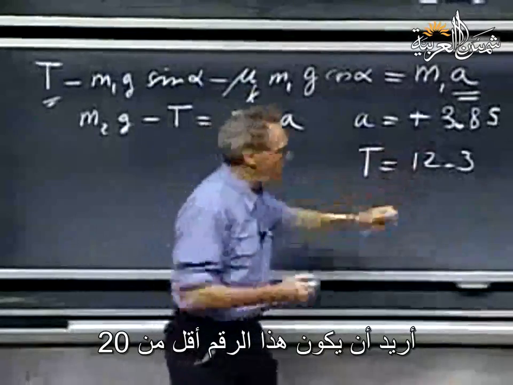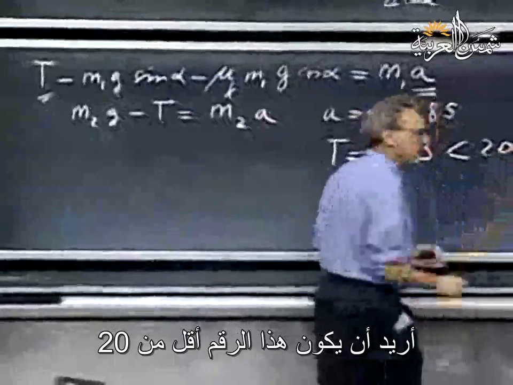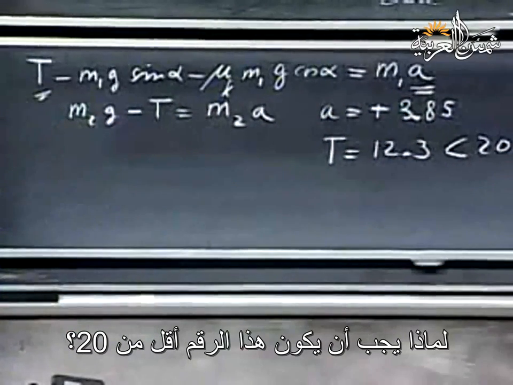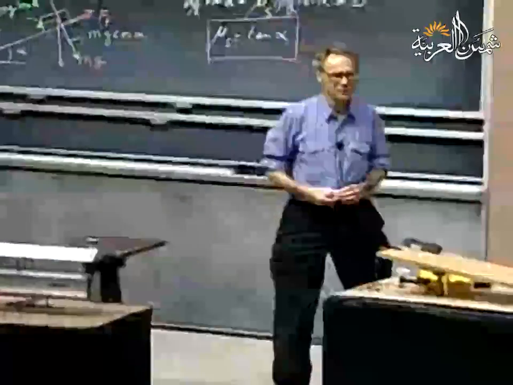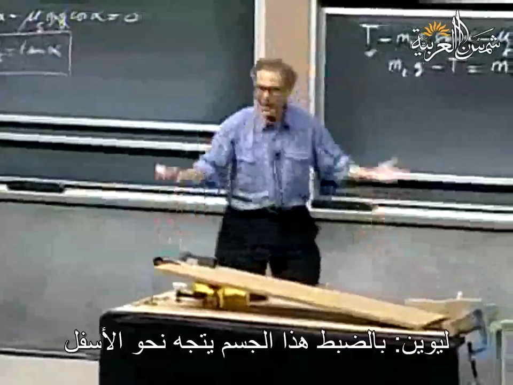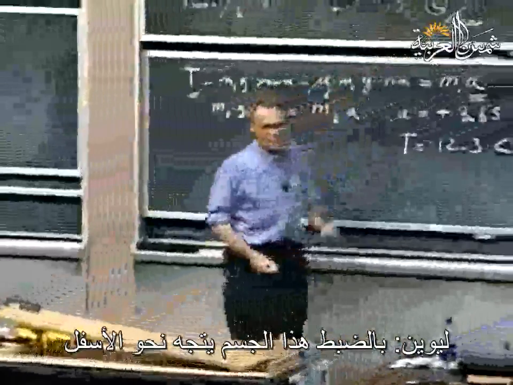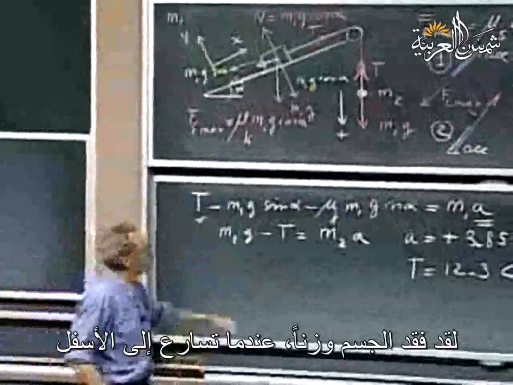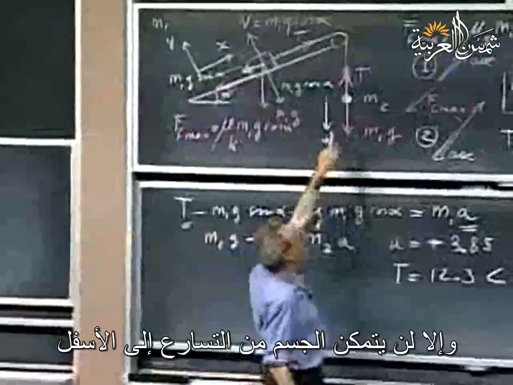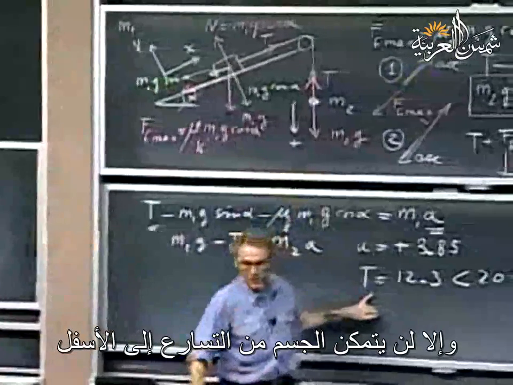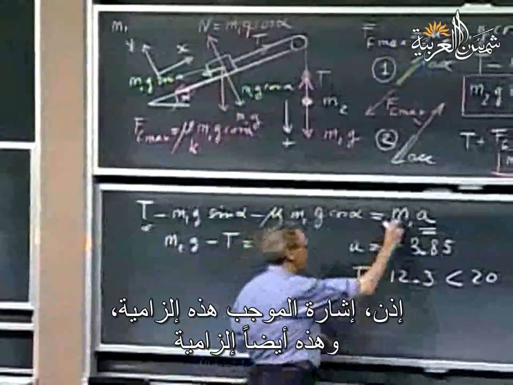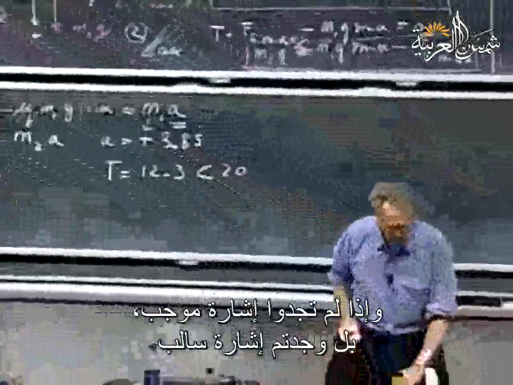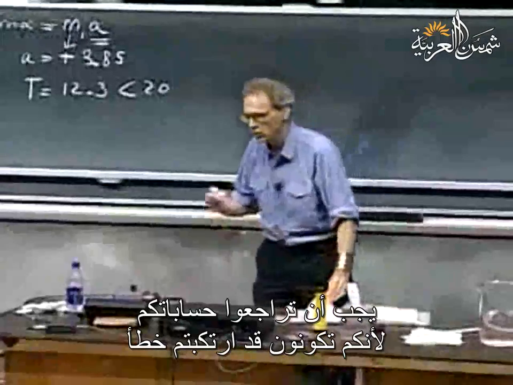I also want this number to be less than 20. If not, I've made a mistake. Why does that number have to be less than 20? Exactly. This object is going down. To put it the way we put it last time, it lost weight. It's accelerated downwards. This m2 g, which is 20, better win it from T, otherwise it would never be accelerated down. So this plus sign is a must, and this is a must. And if you find not a plus sign but a minus sign, you have to go back to your calculation because you've made a mistake.